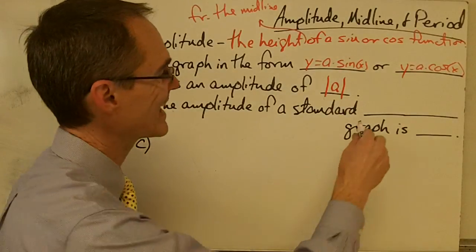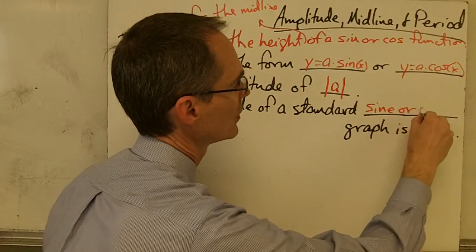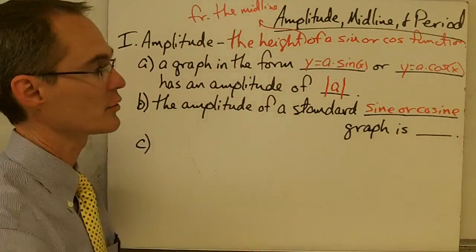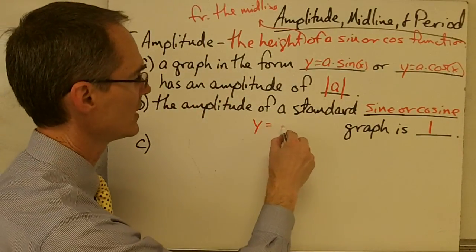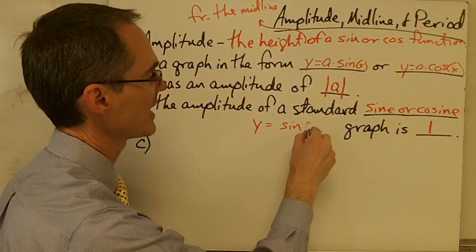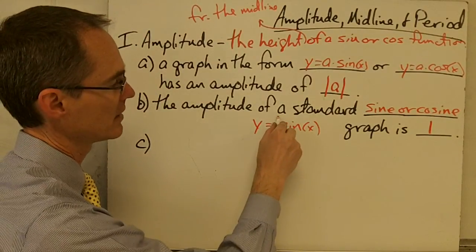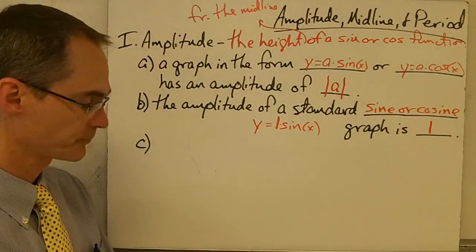The amplitude of a standard sine or cosine function, the standard sine or cosine graph, is just 1, because that looks like y equals, for example, sine of x. And if there's no number out here in front, then there's an implied 1 there, 1 times sine of x.